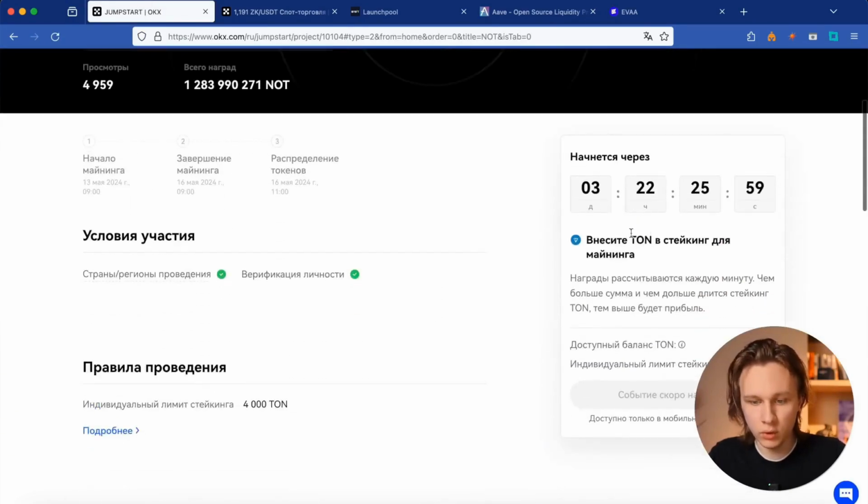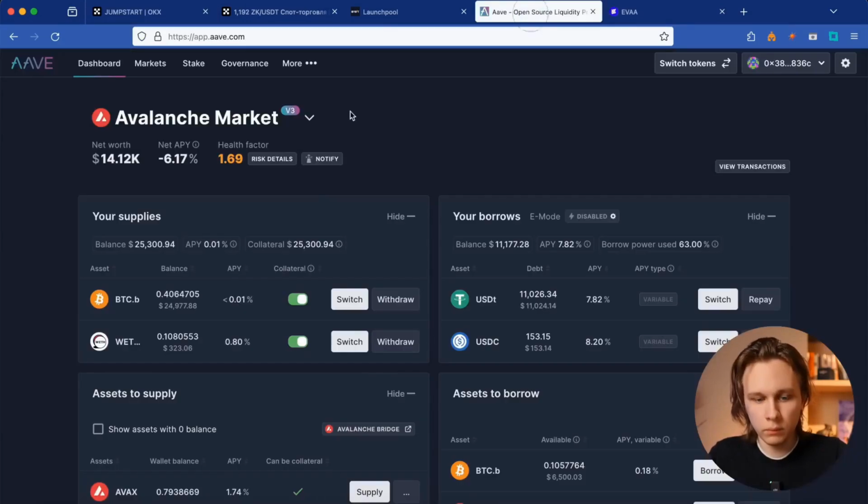Because I do not have the TON token. That is, I do not hold it in my portfolio. It does not interest me. For those who have it, great. But what to do if you don't have it but want to participate? You can use the lending market just in the other direction.